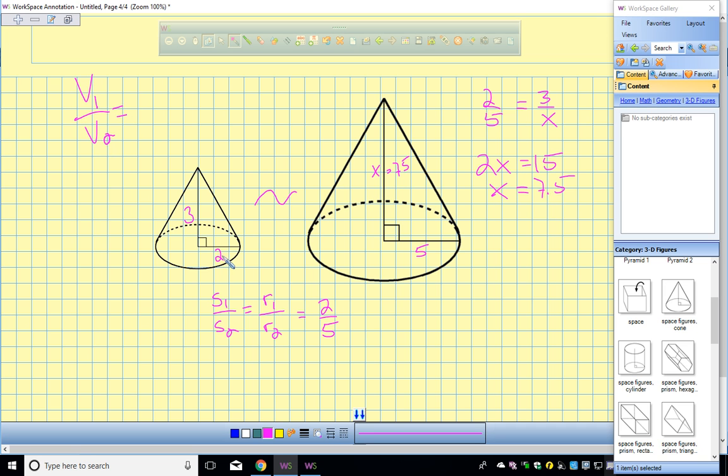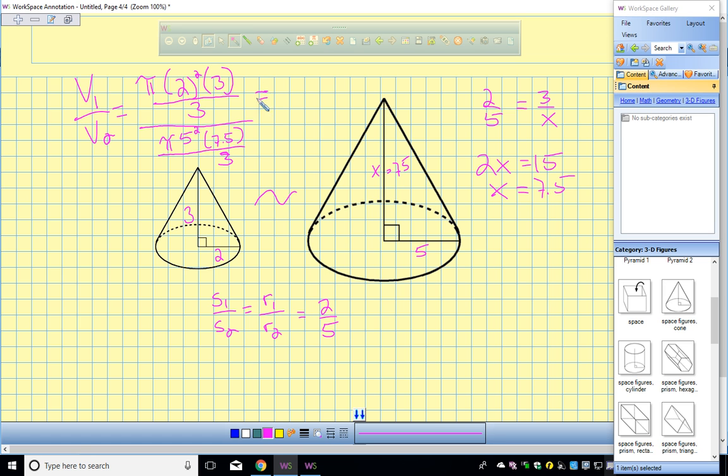How would I find the volume of the small cone? Pi times what squared? 2 squared times the height, which is 3, divided by 3. That's how I would find the volume of the small cone, right? How would I find the volume of the big cone? Pi times what squared? 5 squared, times 7.5 divided by 3.